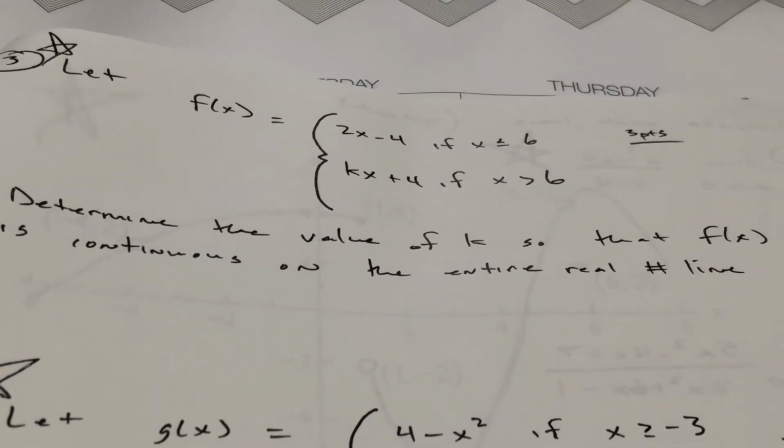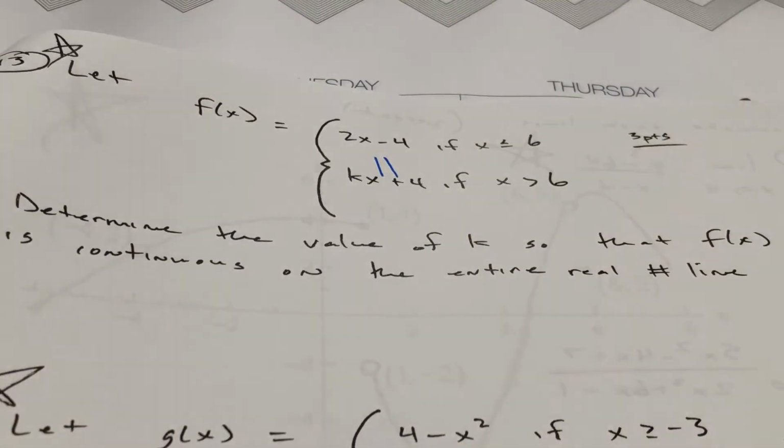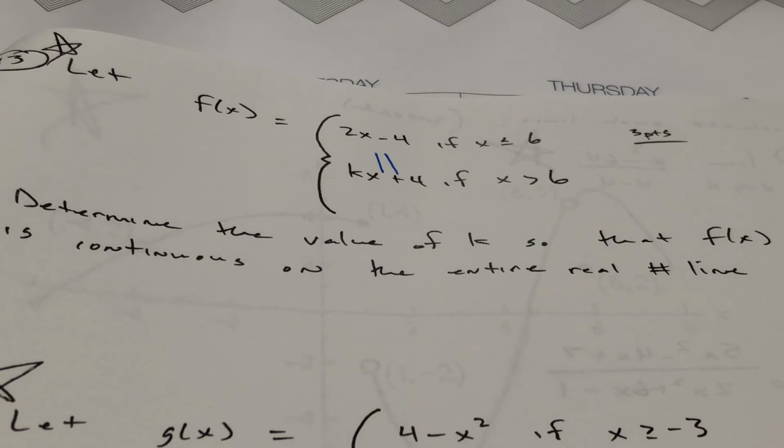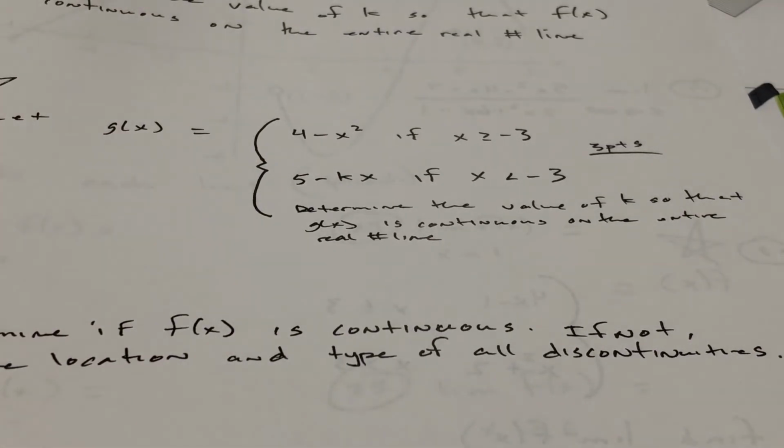Okay, find the value of k. Again, both these y values have to be equal. You're going to the same y values. Just plug 6 in for x. 2 times 6 minus 4 has got to be equal to k times 6 plus 4. Same deal here. Plug -3 in for x. So 4 minus -3 squared is equal to 5 minus k times -3. 15 will be on your second quiz of this chapter.